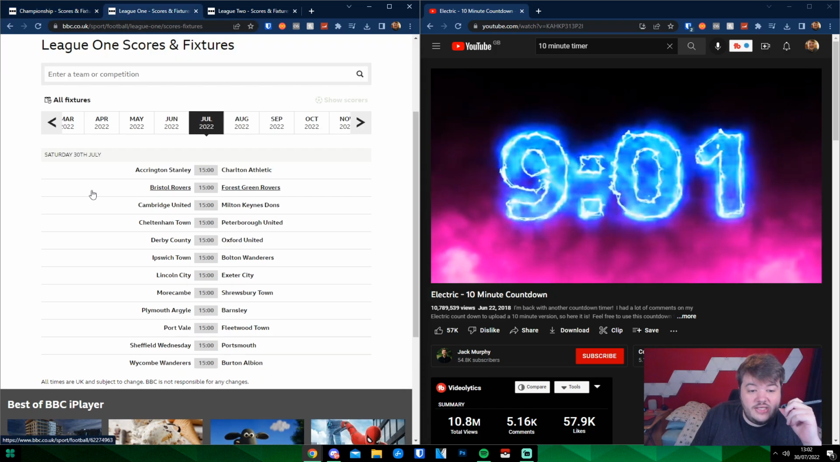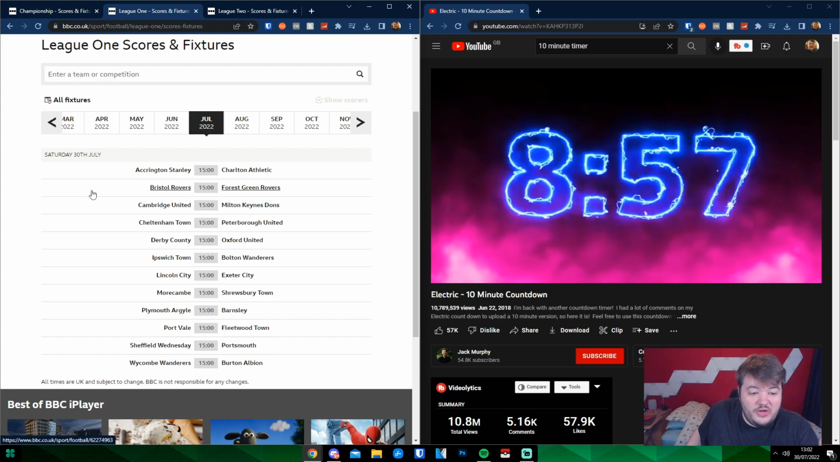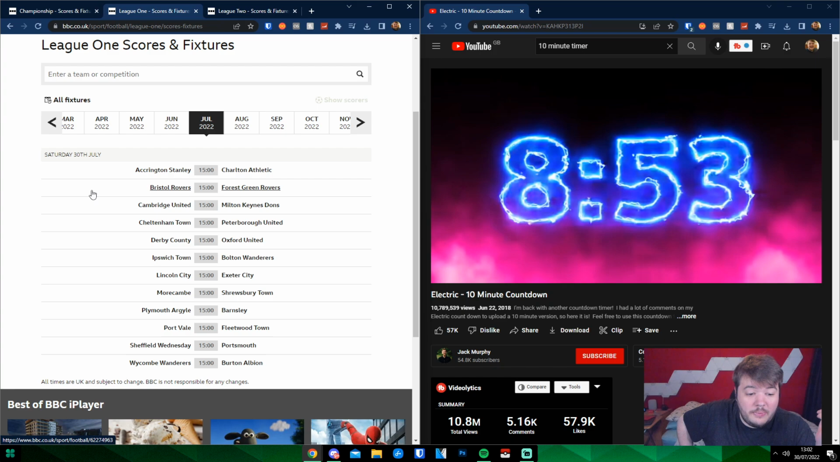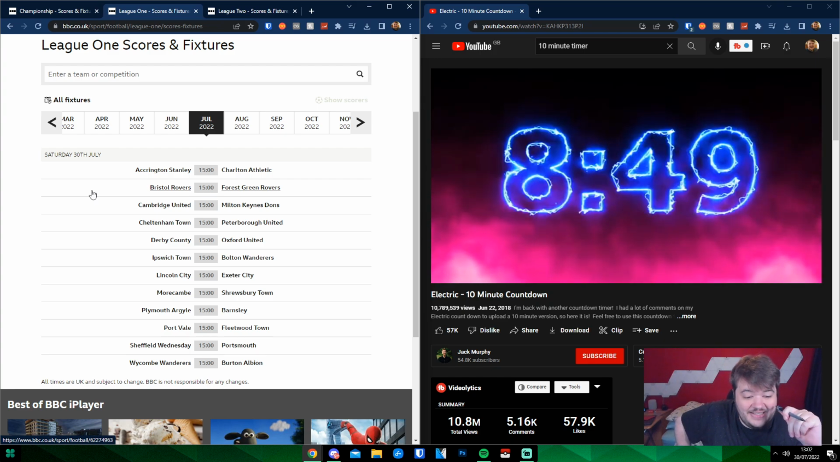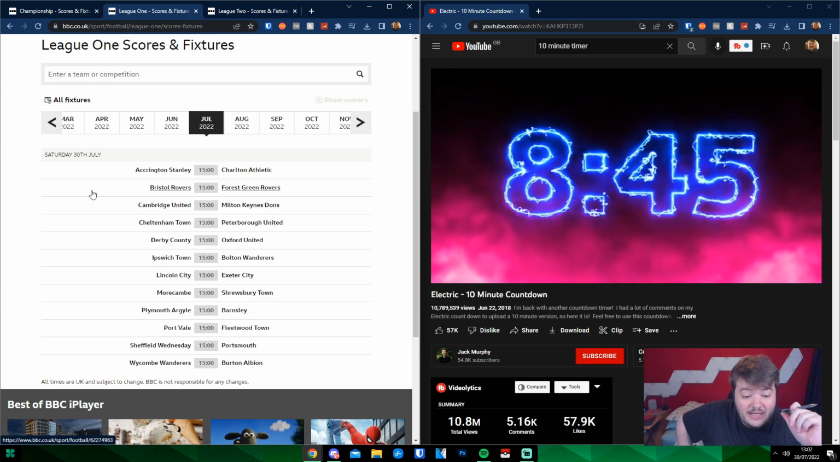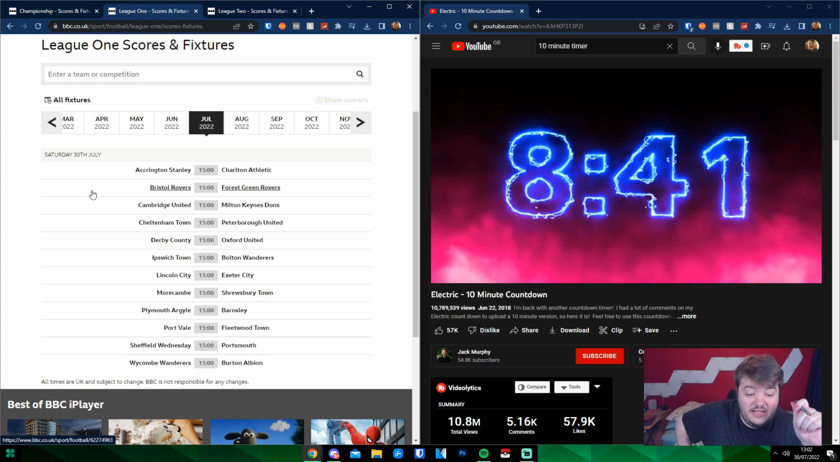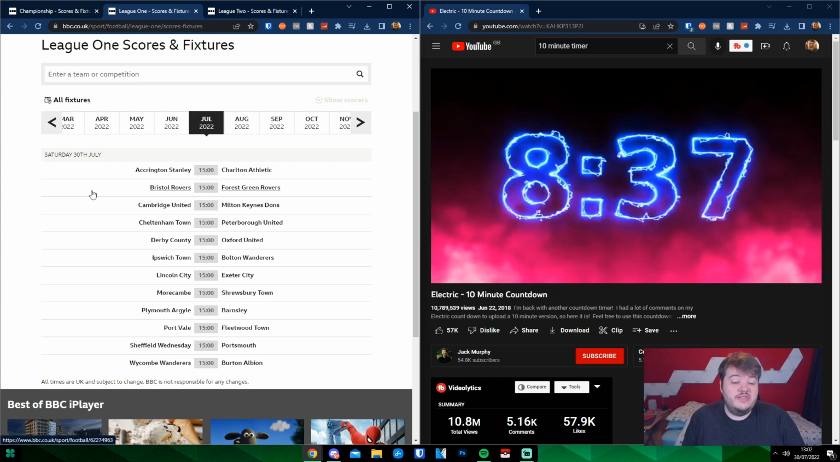League One, we got Accrington Stanley, Charlton Athletic, Bristol Rovers, Forest Green Rovers. We got Cambridge United against MK Dons, Cheltenham against Peterborough, Derby, Oxford, Ipswich, Bolton, Lincoln against Exeter, Morecambe, Shrewsbury. Plymouth Argyle is up against Barnsley. Barnsley just relegated, I think, from the Championship. Port Vale against Fleetwood Town, Sheffield Wednesday against Portsmouth, Wycombe Wanderers against Burton Albion.